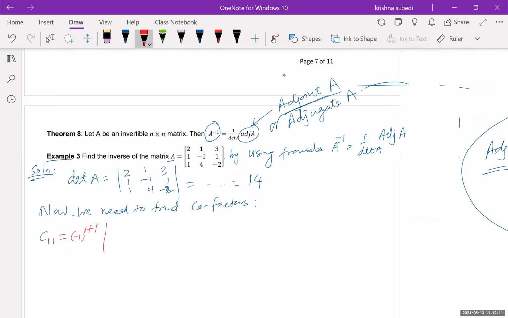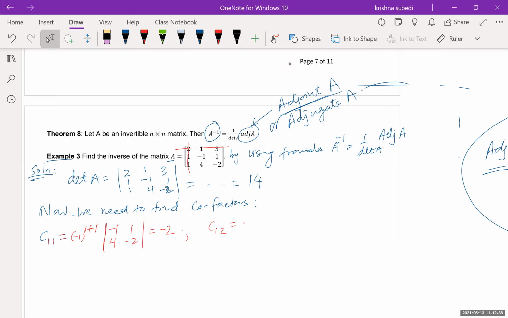What it means is we ignore the first row and first column, and whatever is remaining, we write as a determinant. So the remaining is negative 1, 4, and 1, negative 2. If you calculate this, you're going to get negative 2. That is your C11.